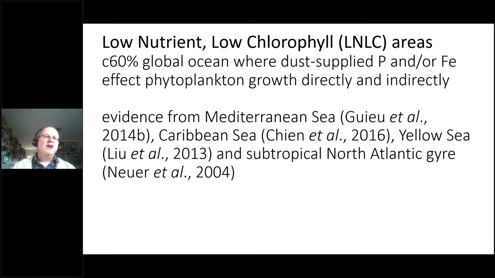By contrast, there are low nutrient, low chlorophyll areas of the ocean surface, a larger portion, perhaps about 60% of the global ocean, where dust supplies, either phosphorus and or iron, affect phytoplankton growth both directly and indirectly. And there's evidence for this from the Mediterranean, from the Caribbean Sea, the Yellow Sea, and the subtropical North Atlantic Gyre, all oligotrophic ecosystems.